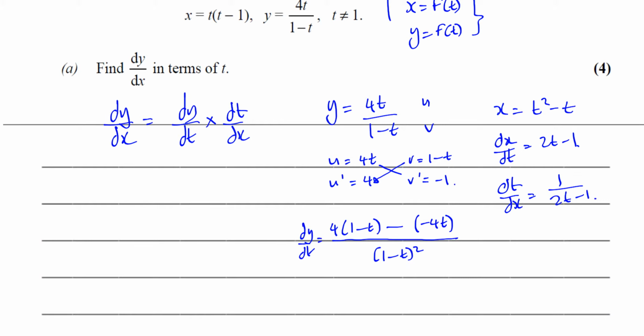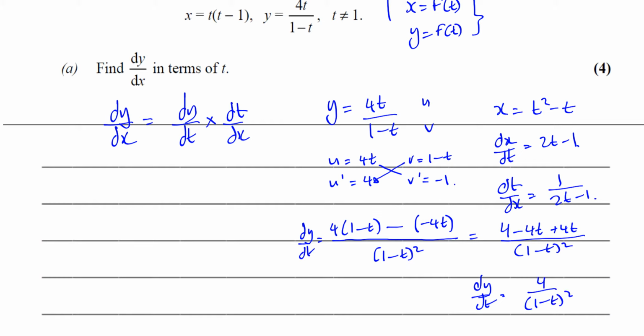If you simplify that, that gives us 4 minus 4 times t plus 4 times t over 1 minus t all squared. So we can say dy/dt is equal to, the minus 4t and the plus 4t cancel out, you're left with 4 over, in brackets, 1 minus t all squared.